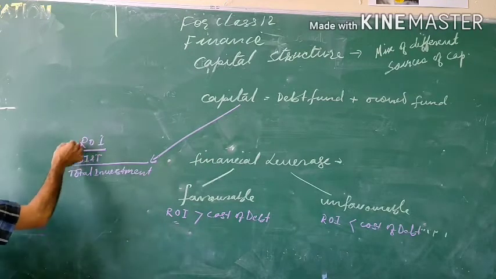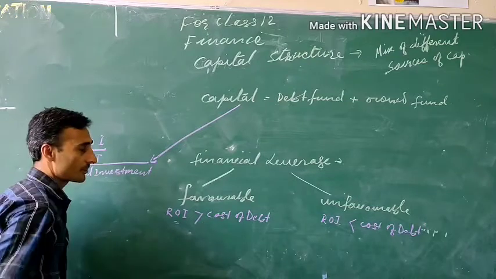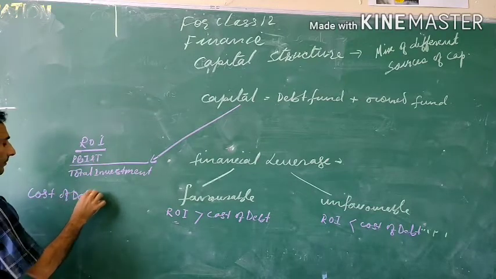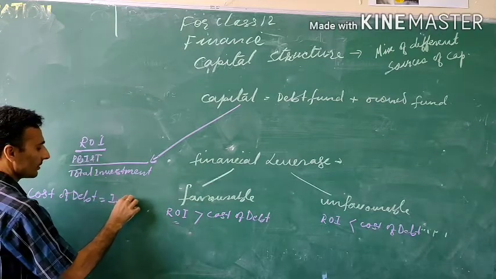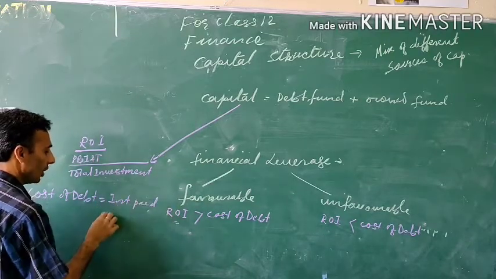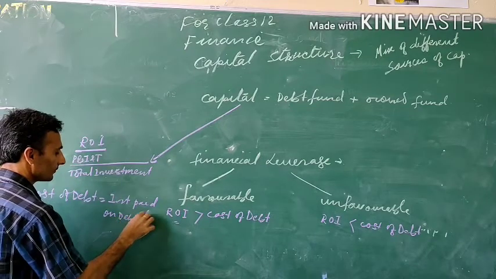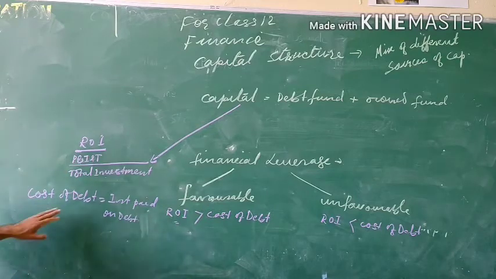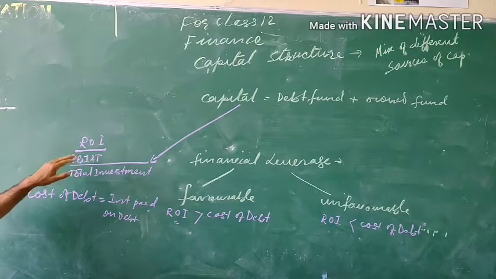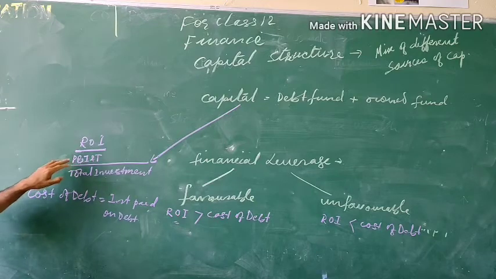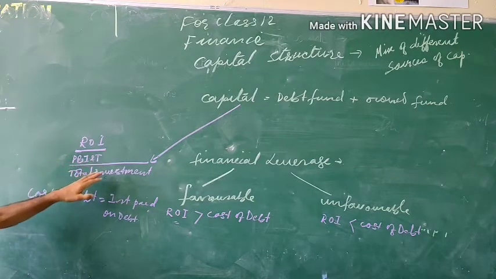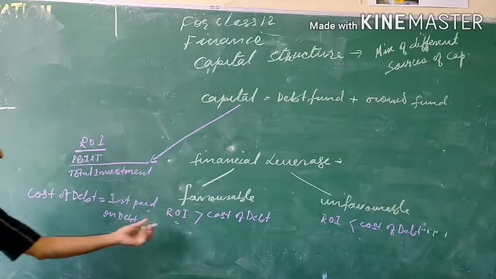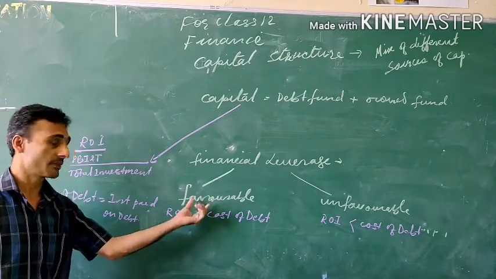So if this ROI is greater than the cost of debt. Now, what is called cost of debt? Cost of debt means interest paid on debt fund. Interest paid on debt, that is the cost of debt. So if the profit before interest and tax divided by total investment, which is ROI, is greater than cost of debt, it is favorable.